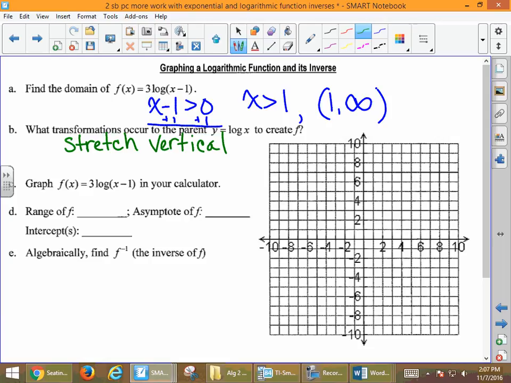We also have minus 1 inside the function. What does that do to our function? How do we transform it? We're going to go right.